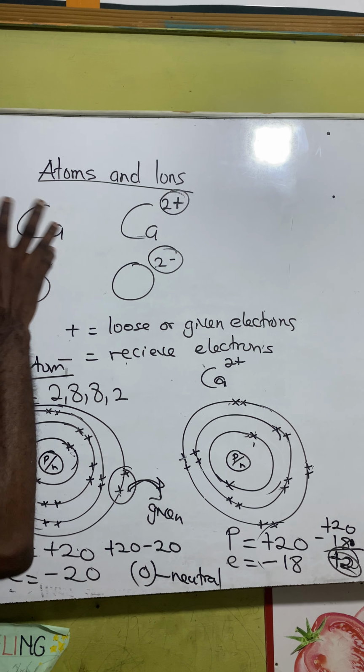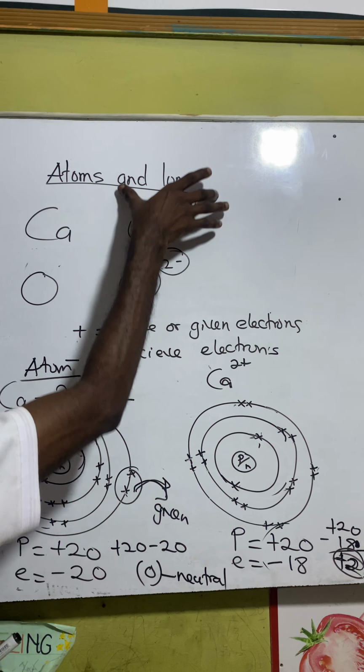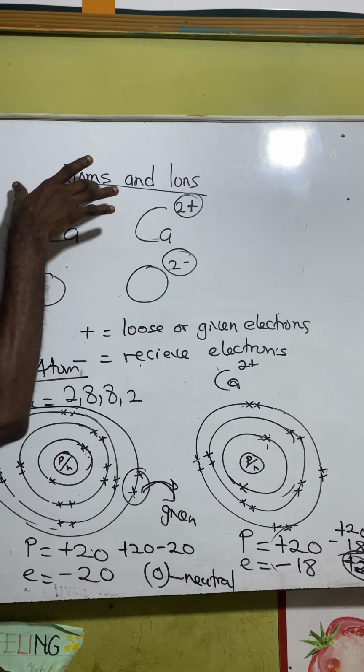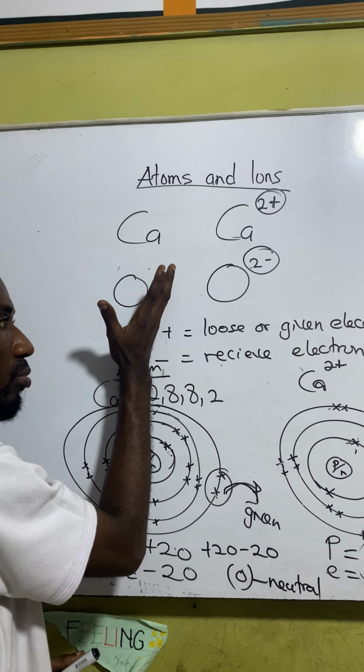So always take note of the difference between atoms and ions. When it's having the charge, they are ions. When it's standing straight like this, they are atoms. Okay.